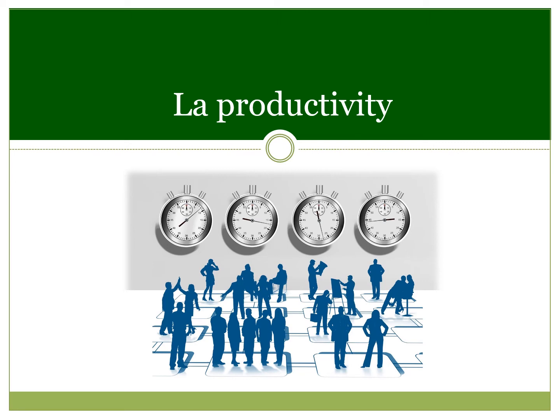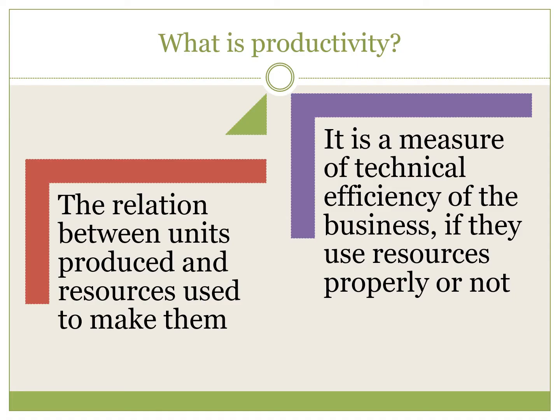In this video, we're going to learn what is productivity and how to calculate it for our company. Let's start. So what is exactly productivity? It's a relationship between the number of units produced and the resources that the company needs to make those units. In a more technical and specific vocabulary, it's a measure of the technical efficiency of the business. It's a measurement that will allow us to know if they are using the resources properly or not.